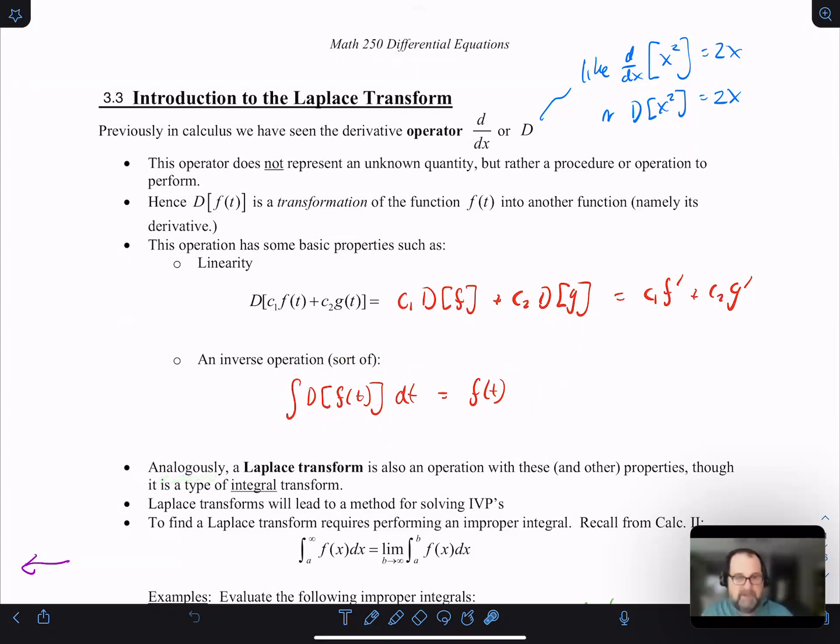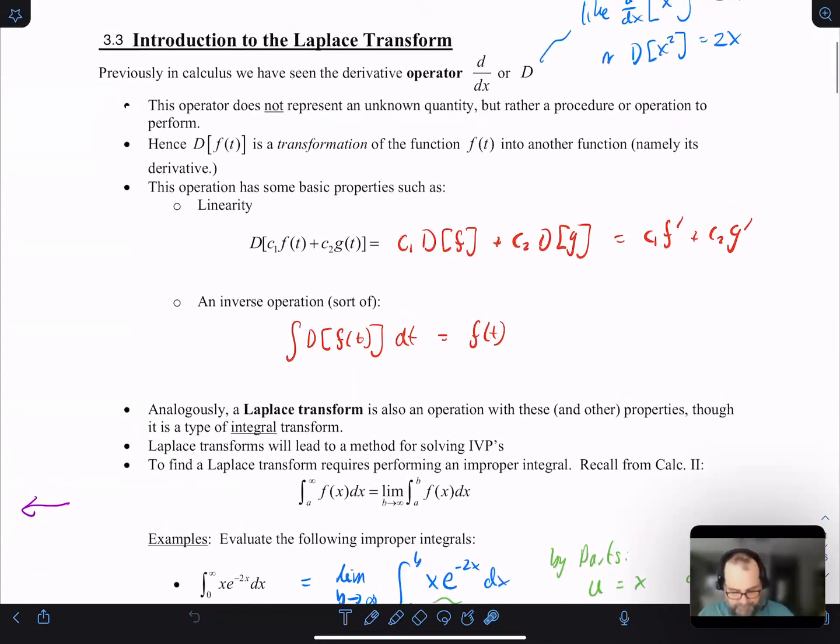We are going to introduce in this section something called a Laplace transform, and a Laplace transform is also an operation. It takes a function and transforms it into another function. The difference here is the Laplace transform is actually an integral transform, and basically, we are going to see how we can use Laplace transforms in order to solve initial value problems. All right, so a Laplace transform has properties such as linearity and has an inverse, as we shall see a little bit later. So that's kind of why I wanted to talk through this idea of a derivative operator.